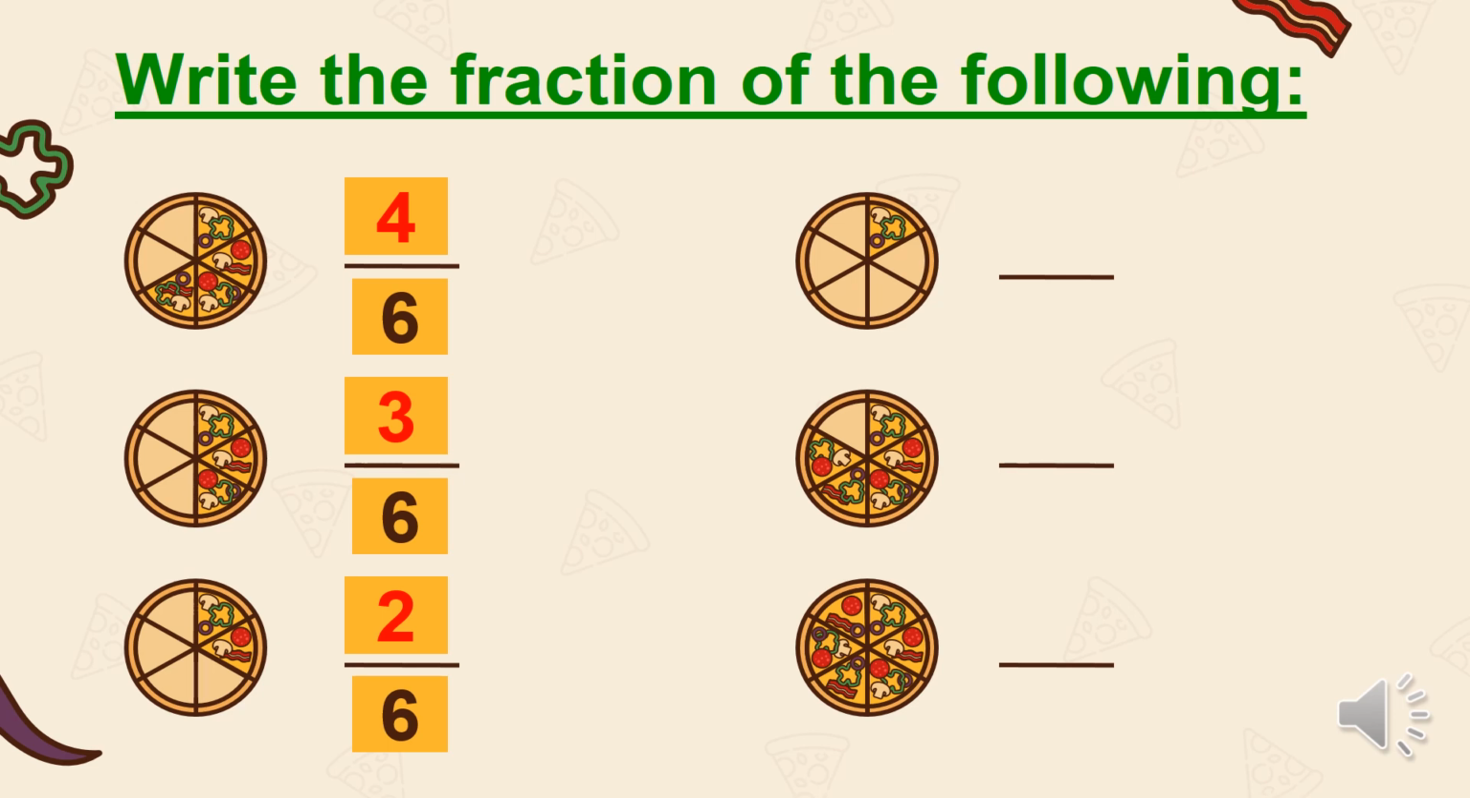Next, total parts 6. How many colored? 1. So the fraction is 1 over 6. Next, total parts 6. How many color parts? 1, 2, 3, 4, 5. The fraction is 5 over 6.